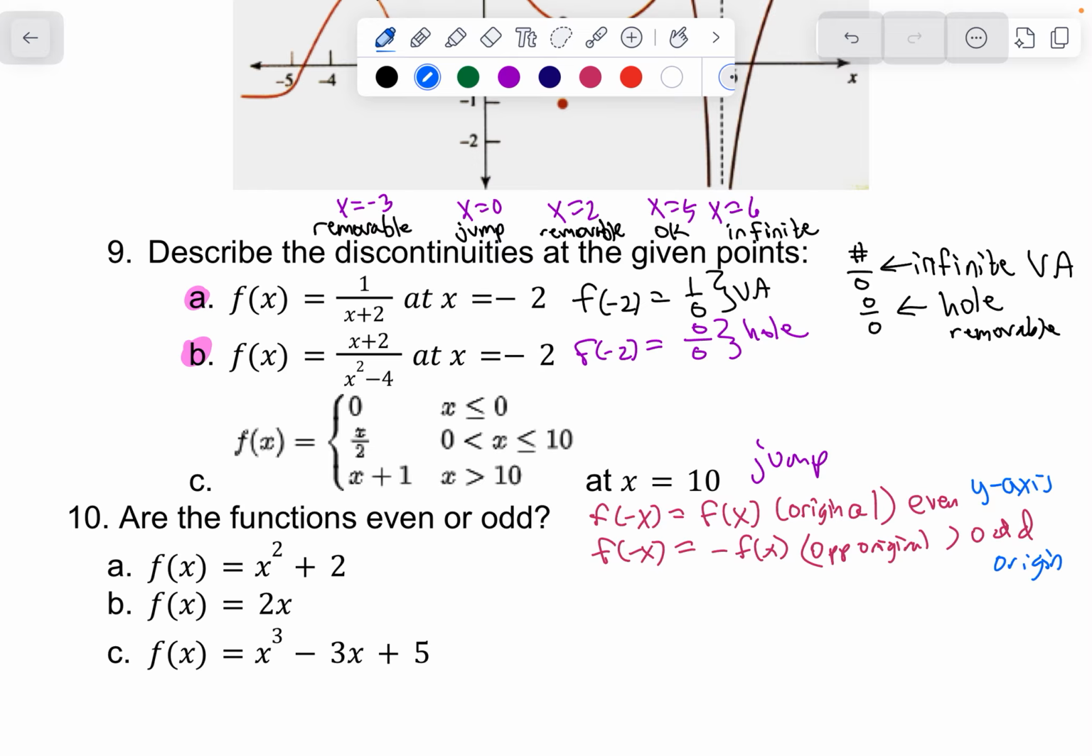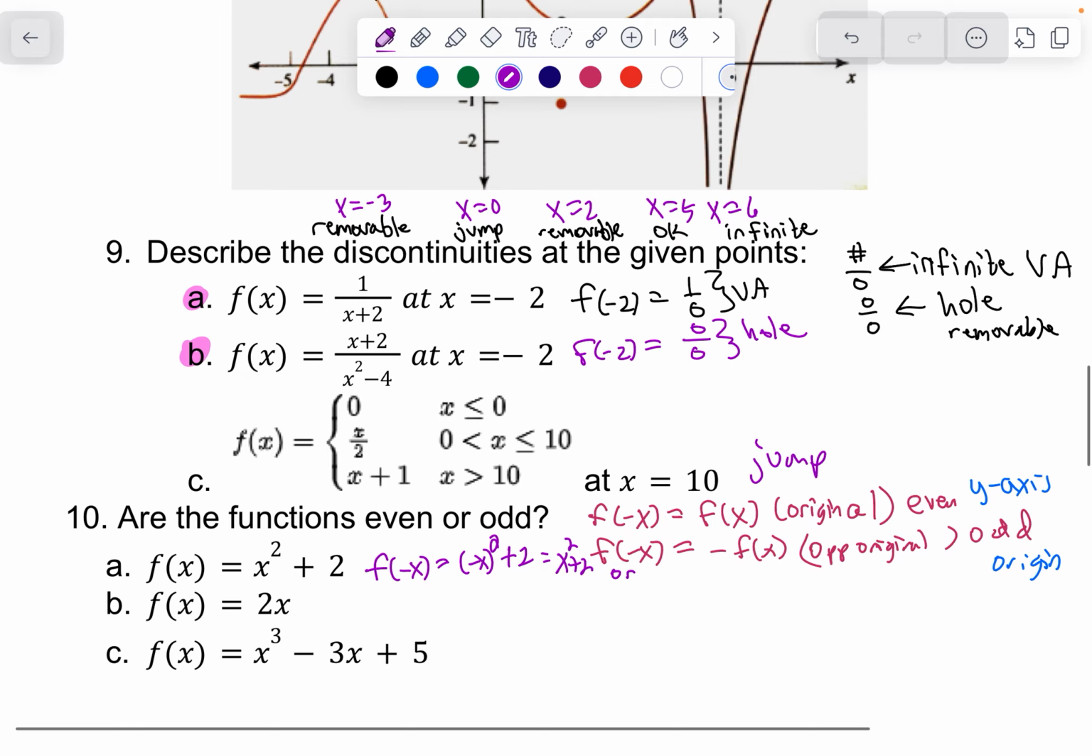Let's take a look at our first one. If I stick in -x, I get the opposite of x squared plus 2. If I square a negative, it's going to become a positive. So that's x squared plus 2, which is exactly the original. So that is an even function. It has y-axis symmetry. So again, all you have to say is even or odd. If you tell me y-axis, guess what? You're going to get a bonus.